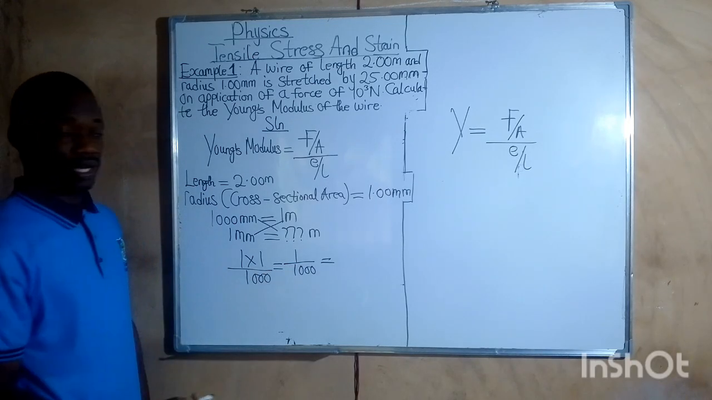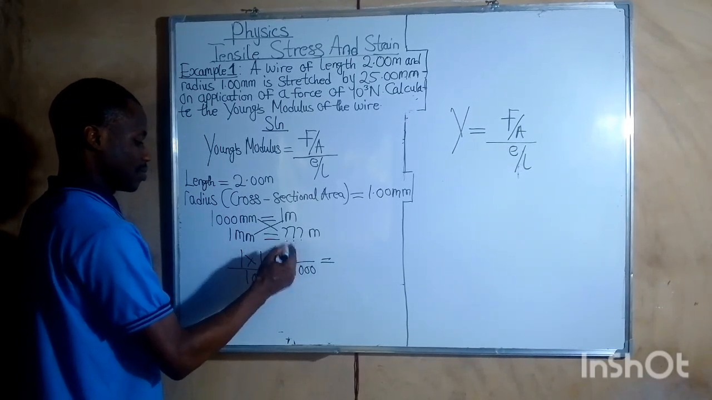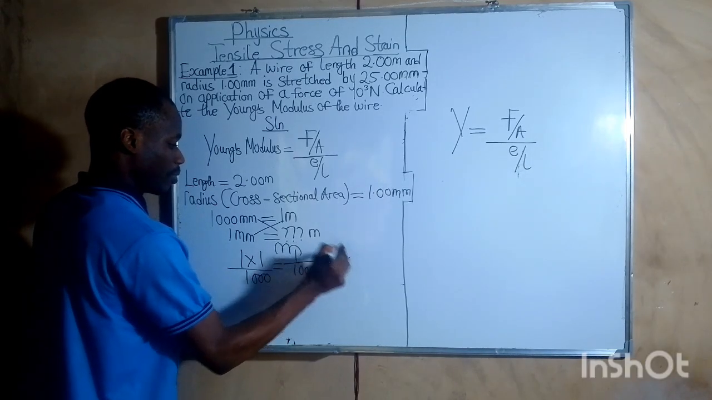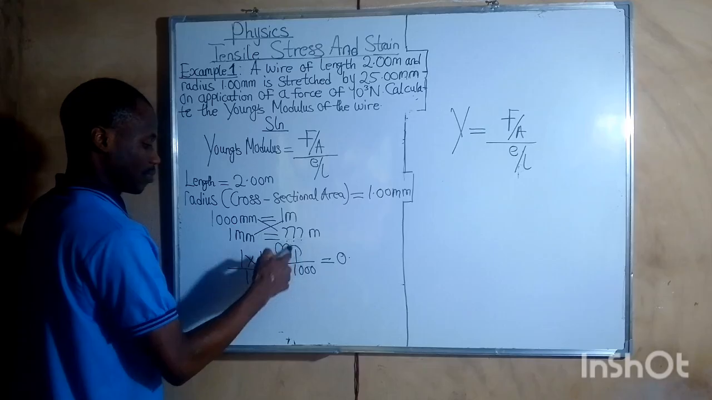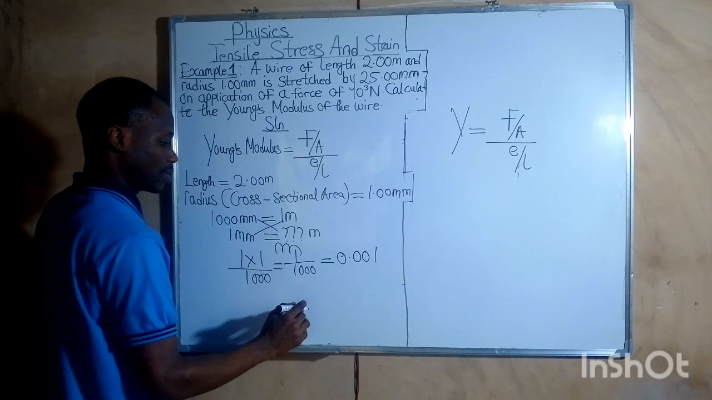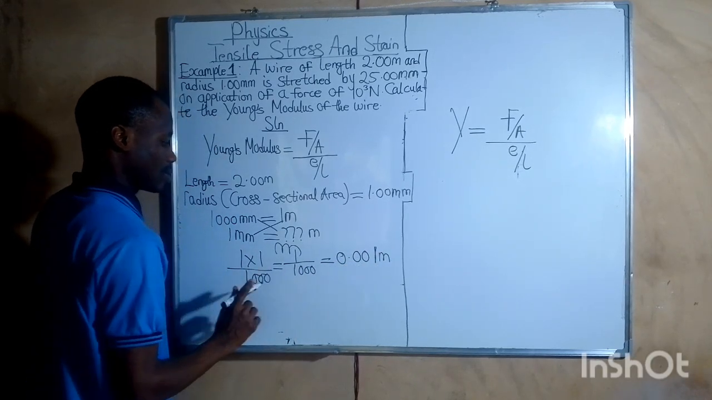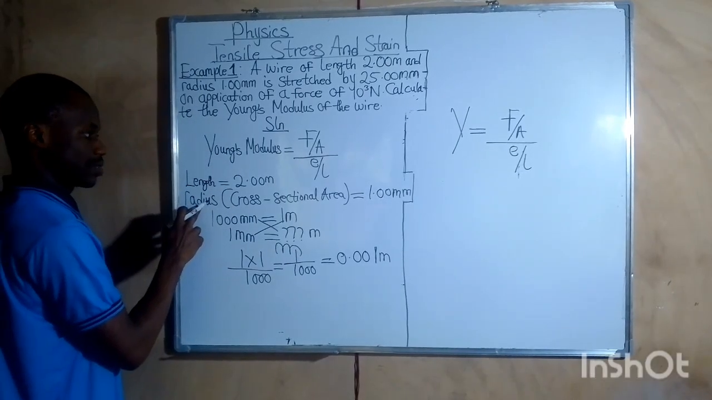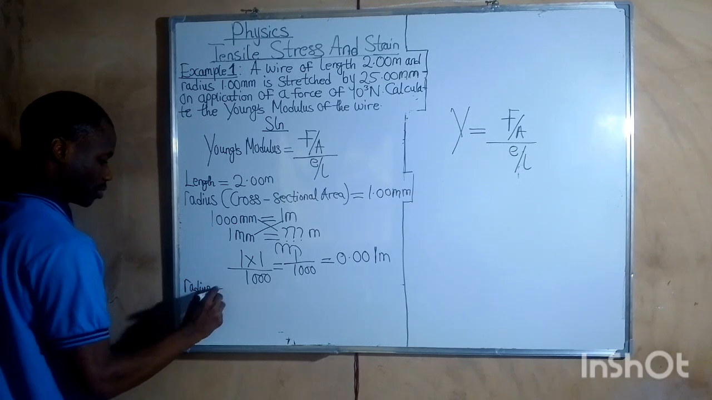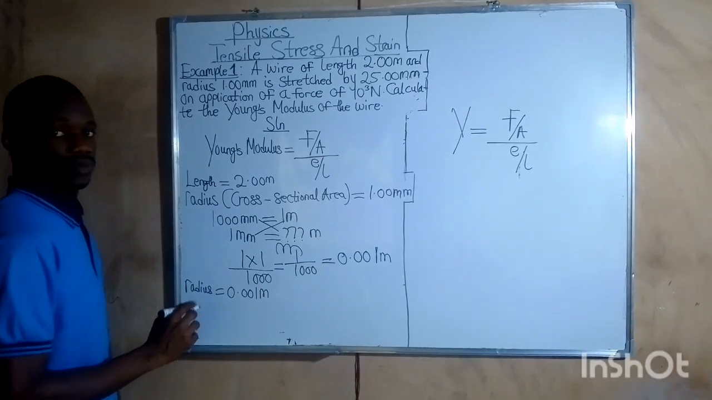So 1 times 1 is 1, then over 1000. If you do this with your calculator, or even without a calculator if you're a good mathematician, there's a way we do it. We count 1, 2, 3 zeros, so it will be 0.001 meter. Do you get that? Yeah. So our new radius is 0.001 meter.